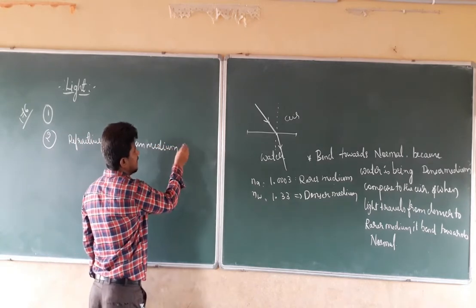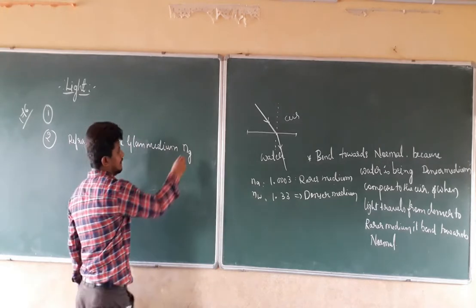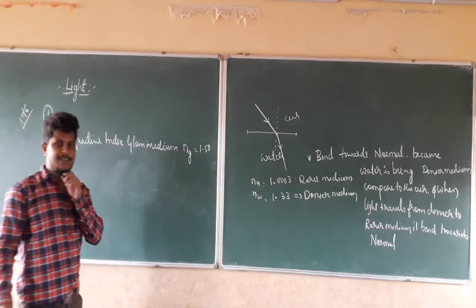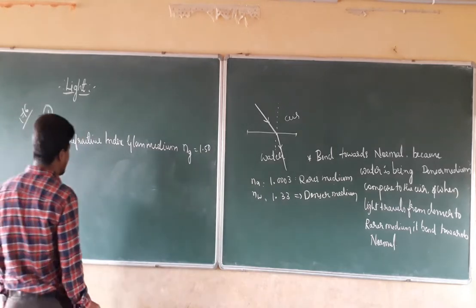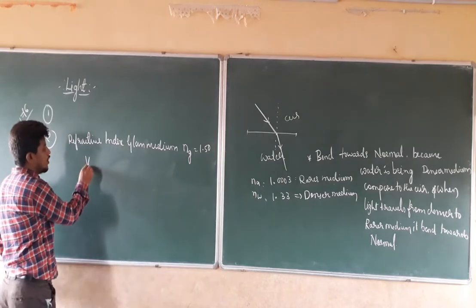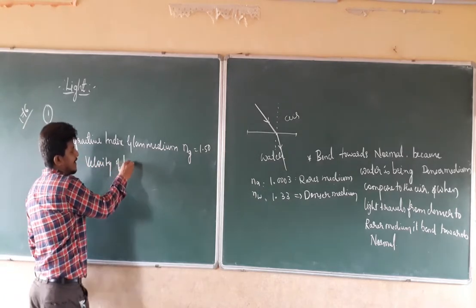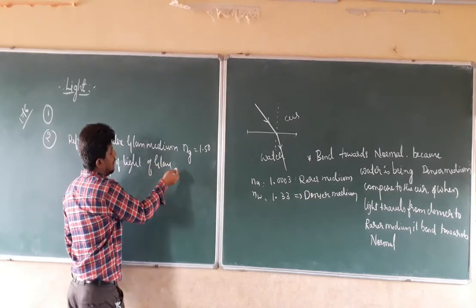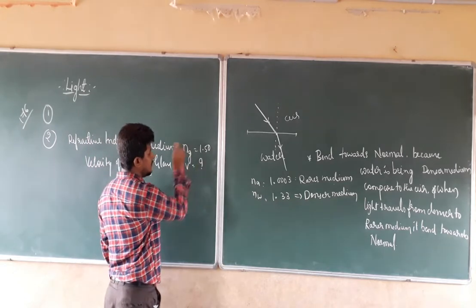N is refractive index. Glass medium can be given as Ng, that is given as 1.50. Since refractive index doesn't have any SI unit, don't write anything on that. And we have to find out the velocity or speed of light in that glass medium, that is, V.